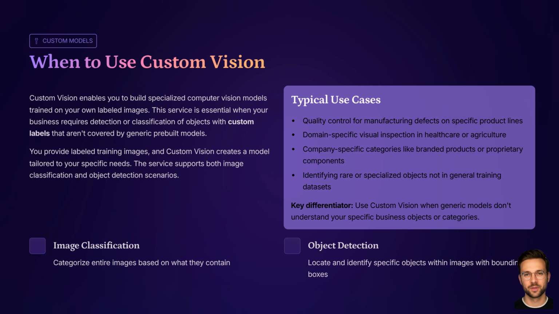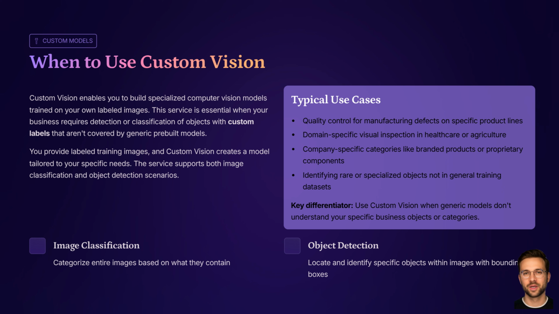Custom vision allows you to upload your own labeled images, train a model specifically for your own set of classes, choose between image classification, what is in the image, and object detection, where objects are in the image, and then publish the trained model as an endpoint that other applications can call. You still work at a high level, you don't need to implement the neural network yourself, but you control the labels, the training images, and how the model is used.